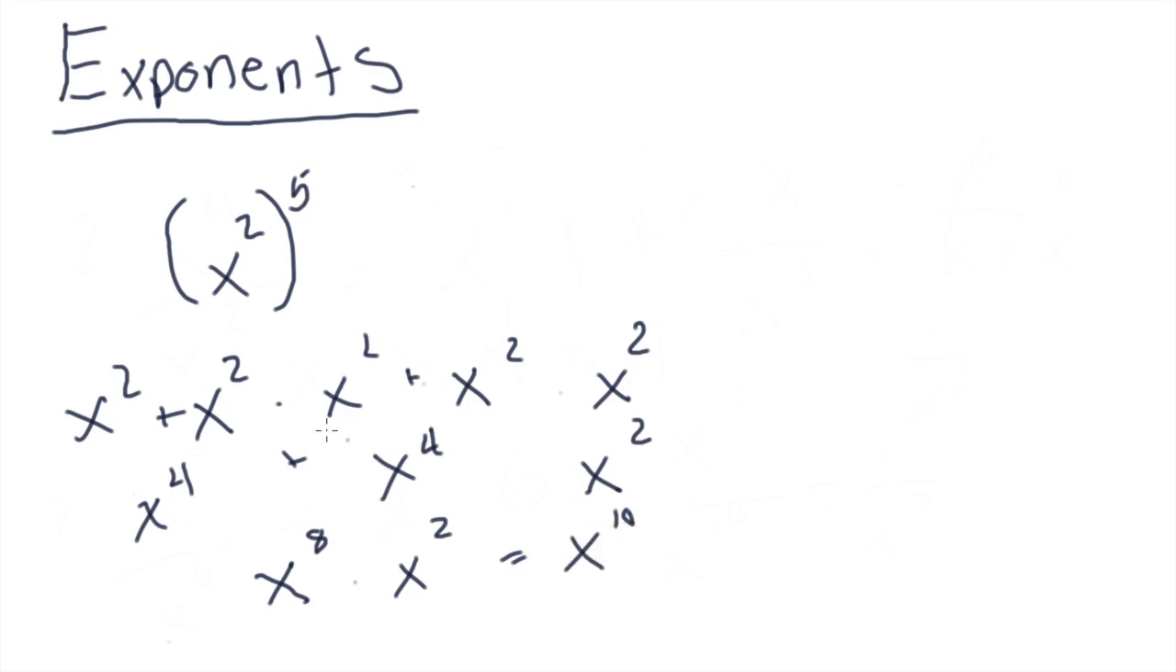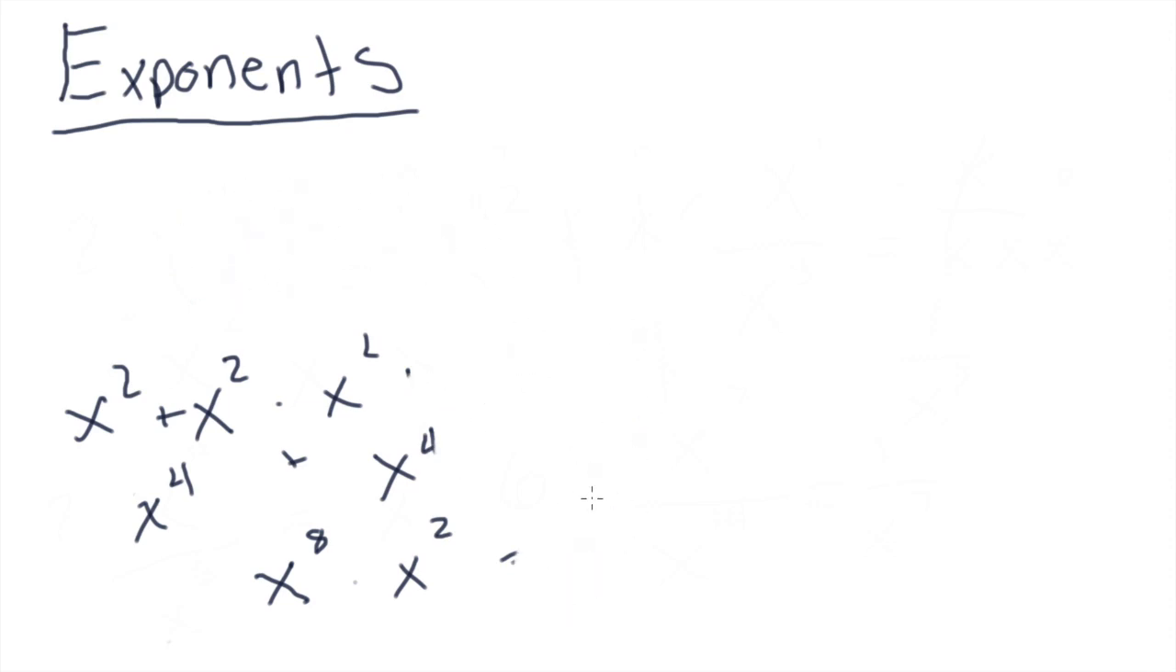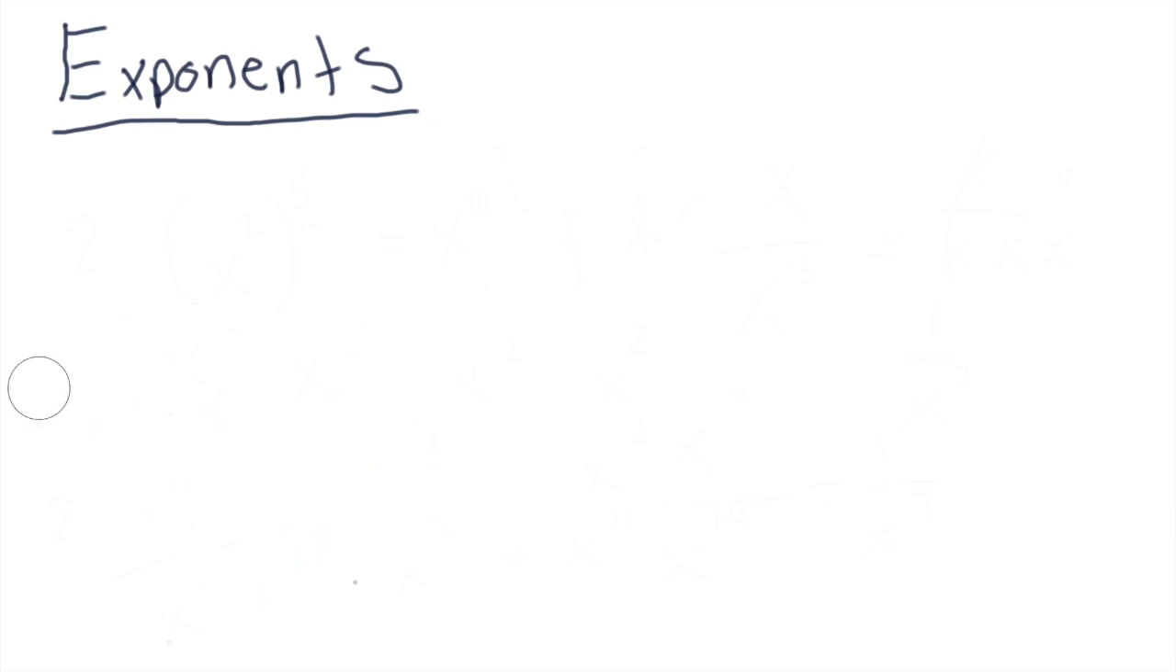The simpler way that you can do this is you simply take your outside exponent, in this case it's the 5, and you multiply it by the inside exponent. So 2 times 5 is x to the 10th. Let's try some practice with this. Let's say I had x cubed to the 2nd power. What is that equal to? That would be equal to x to the 6th.